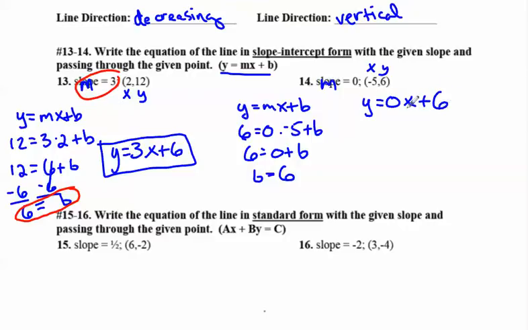But 0 times any number is going to still be 0, so this can actually combine, and you just get y equals 6. So that makes sense, because we already saw a line that had a y equals a number, and it was a horizontal line straight across, which matches up with your slope of 0.